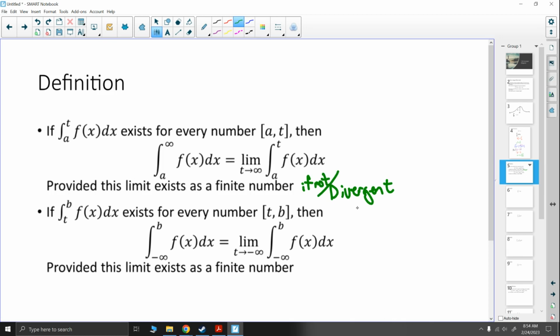Okay, then it's divergent. And we can do this same logic with negative infinity. So here, if the integral from t to some value b exists for every number t, then the integral from negative infinity to b will be equal to the limit as t approaches negative infinity of the integral from t to b of f of x, provided again that this limit exists as a finite number. And again, if not, we call it divergent.